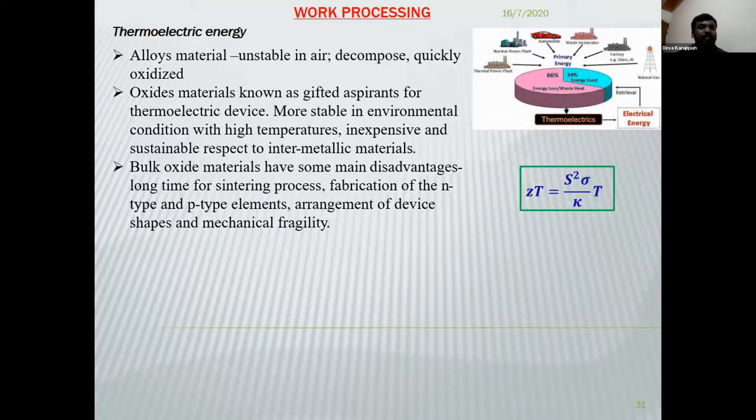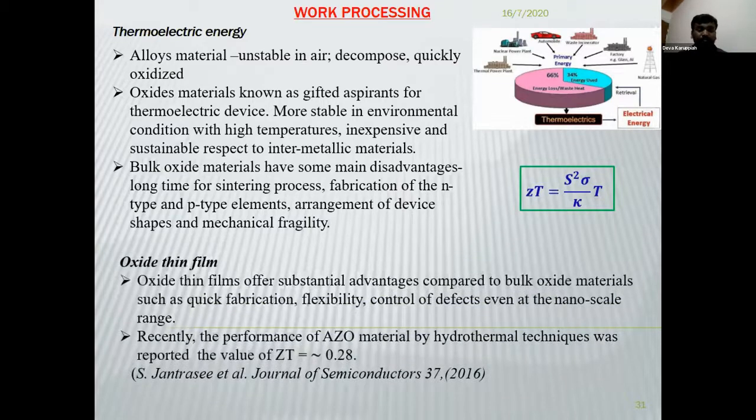It takes a long time for the sintering process. Then it may not be possible to prepare some P-type and N-type elements. The arrangement of device shape is not good for bulk oxide material. So in that case, we can choose oxide thin film based material. Oxide thin film offers many advantages compared to bulk oxide material, such as it can be fabricated very quickly. It can be prepared with flexibility on different types of substrate, with controlled defects, and it can even be prepared in the nanoscale range.